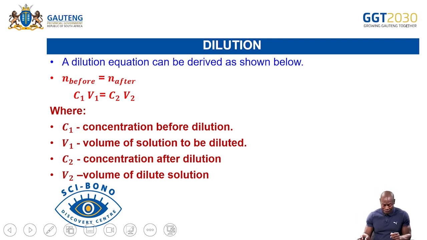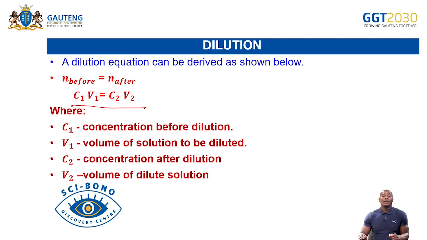Then the equation that we can use to perform calculations when it comes to dilution is this equation: C1 V1 equals C2 V2. Where is this equation coming from? We are saying when it comes to dilution, the number of moles before addition of water, which is the initial, will be equal to the number of moles after addition of water.